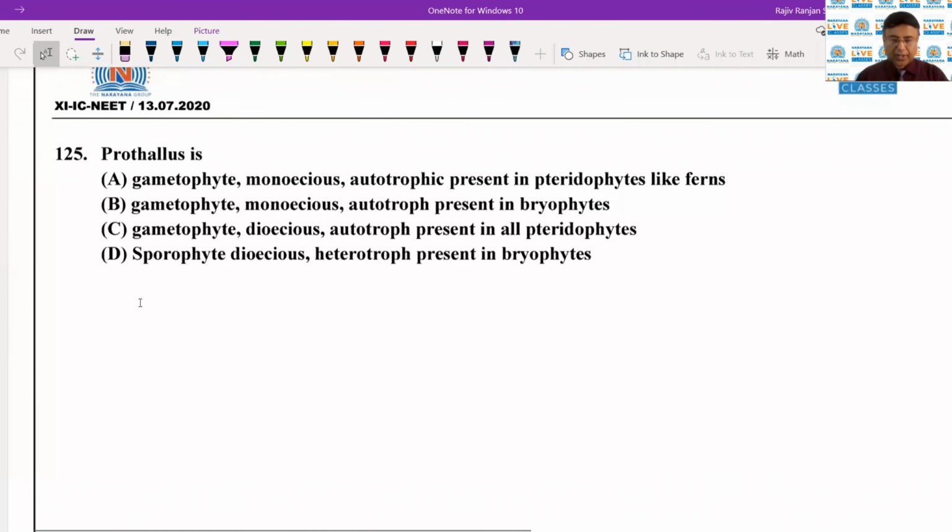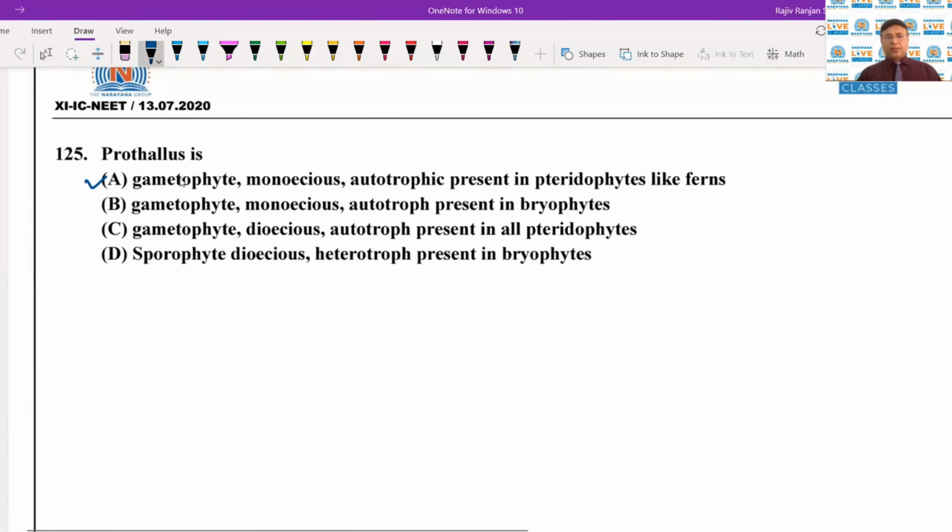Let's now see question number 125. Prothallus is A. Gametophyte, monoecious, autotrophic, present in pteridophytes like ferns. This statement is correct. Actually, at the very first answer, we just hit the correct option.